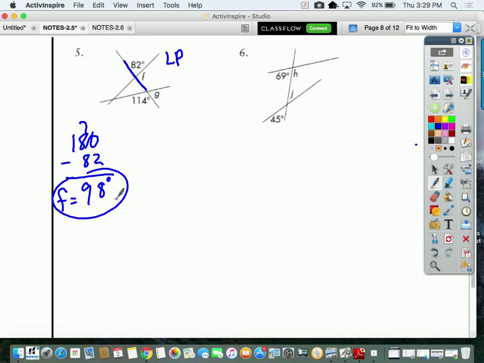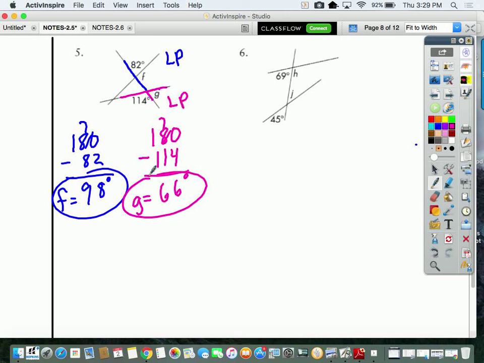Then I look down there by G. G is over here. That makes up a straight line. So once again, a linear pair. 180 minus 114. That's 66 degrees. That's going to be the measurement for angle G, 66 degrees.